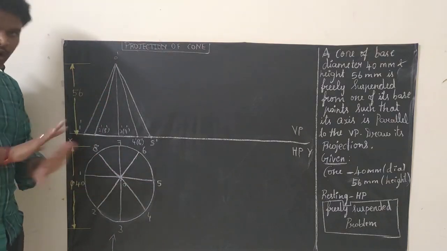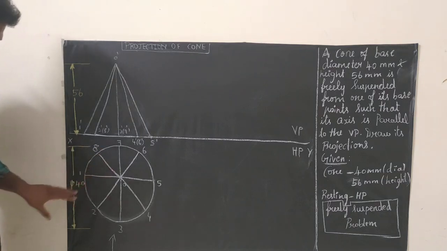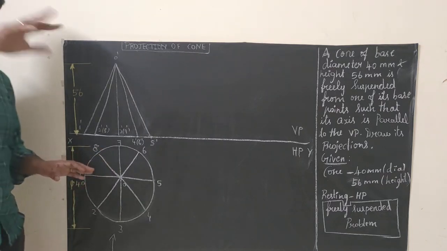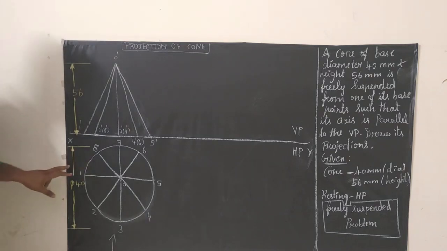So first we finish the top view. The top view is completely over. See, this is the diameter. How to dimension? Dimensions we can do later on. For your understanding, I just dimension here. The dimensioning part you do at the last. So 40 mm dia. You should not write mm; you should write it like this.